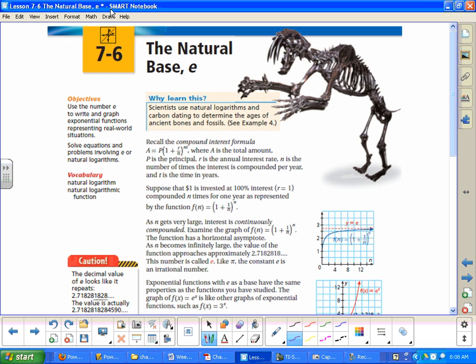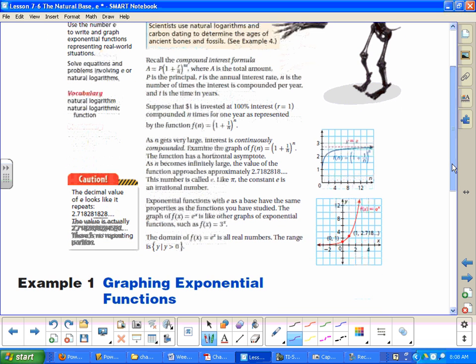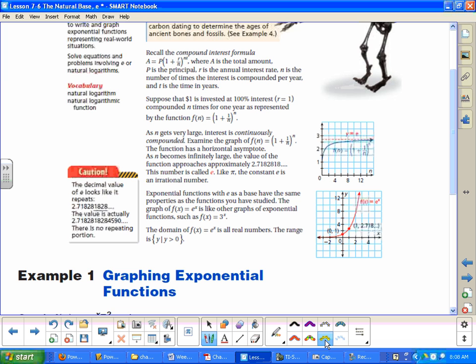formula. Well, if we invested $1 at 100% interest, and we compound it n times a year, we would end up with a graph that looks like this one right here. And you notice what that graph does is that as it comes up, it gets closer and closer to that specific line there. And that specific line represents the number 2.7182818. Okay? And they use the letter e to represent that.